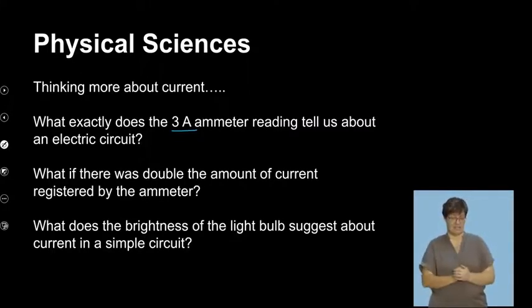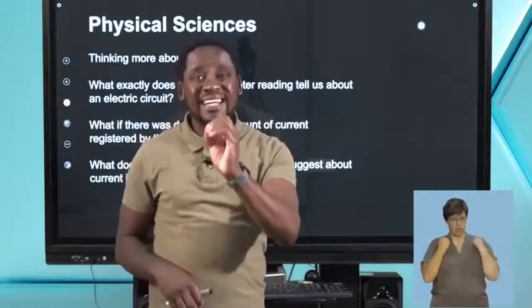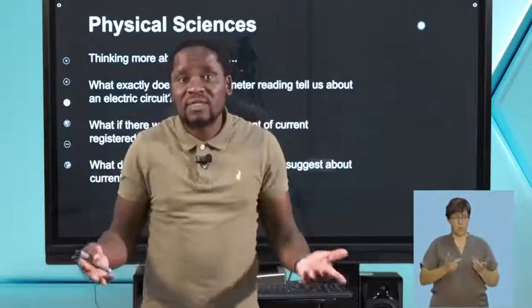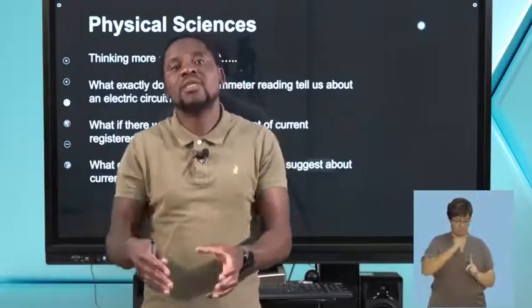So the main question here is, what exactly does the magnitude of the ammeter reading tell us about an electric circuit? And then secondly, what if there was double the amount of current registered by the ammeter? So now we've got 3 amperes, all right? And if we double 3 amperes, what do we have? We've got 6 amperes. Now, what does that tell us about the current strength or the current intensity? Or alternatively, what does it tell us about how much charge passes through a point in 1 second?